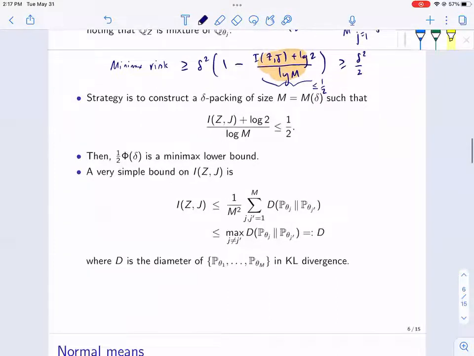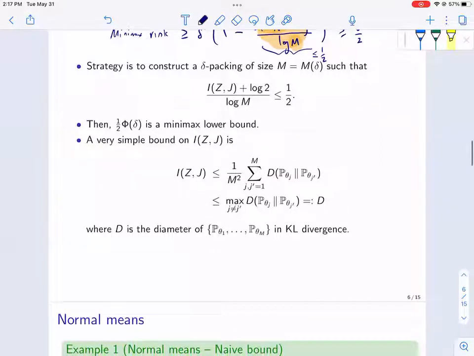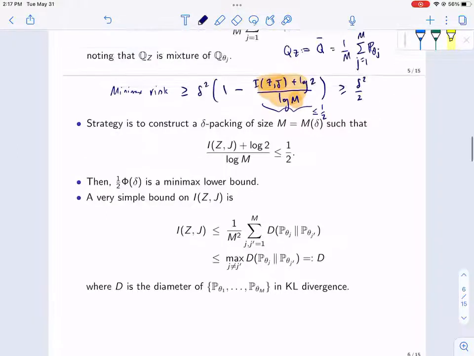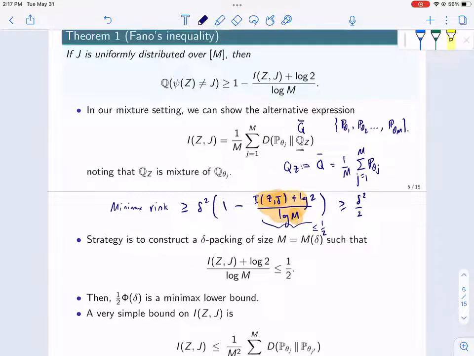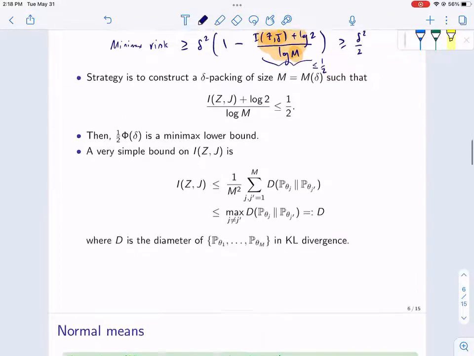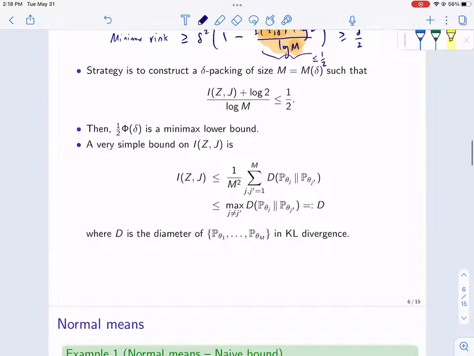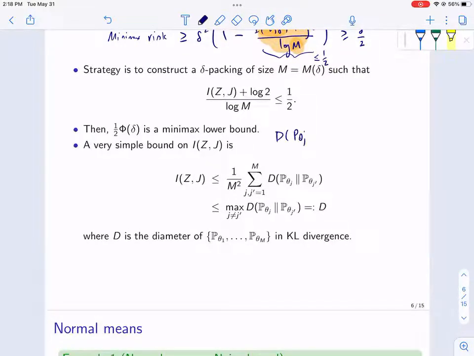A simple way to bound this, so the m is the cardinality of the packing that you construct. In order to bound this, we can have different upper bounds, further upper bounds. One upper bound is that the KL divergence is convex in the second argument. So if you expand this, you get an inequality. So basically, the KL of p theta j relative to q bar is upper bounded by 1 over m times the sum of KL of p theta j relative to p theta j prime, j prime from 1 to m.